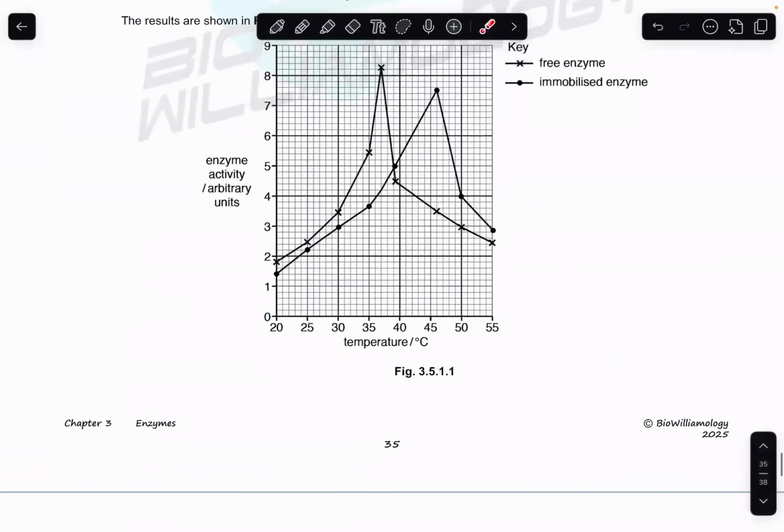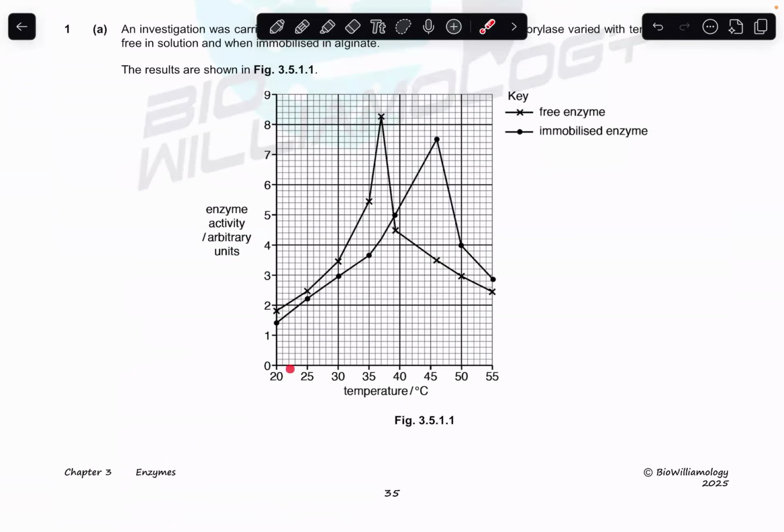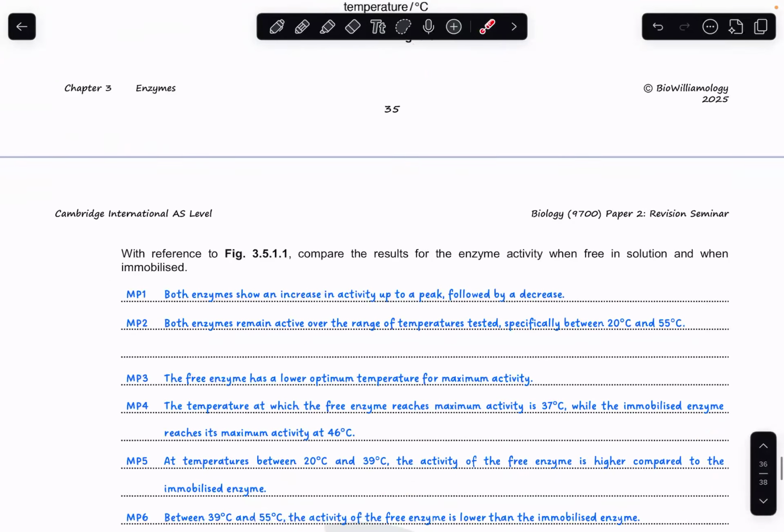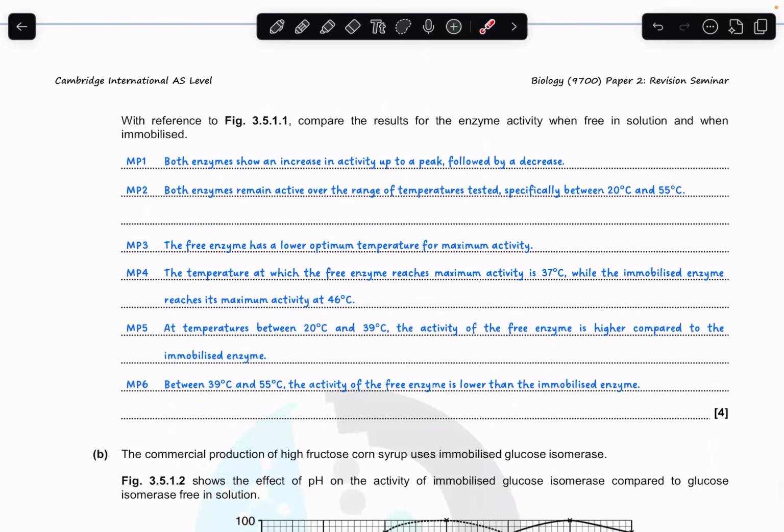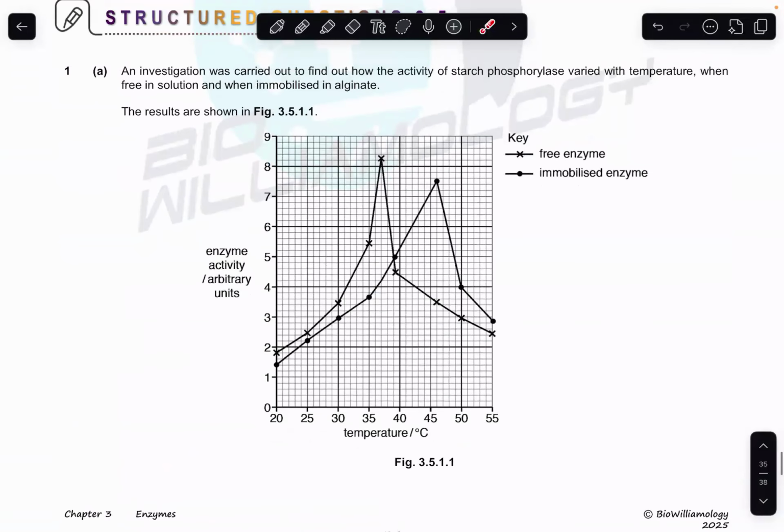So let's look at the graph here. Even at the lower temperature and the higher temperature in this case, none of these enzymes shows zero activity, right? So yeah, we can claim that both of them remain active. Okay. However, you can see that free enzyme has a lower optimum temperature for maximum activity. Okay, so in this case, you can see the maximum activity. The immobilized enzyme actually shows a higher optimum temperature.